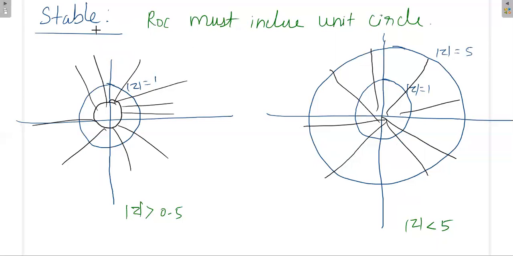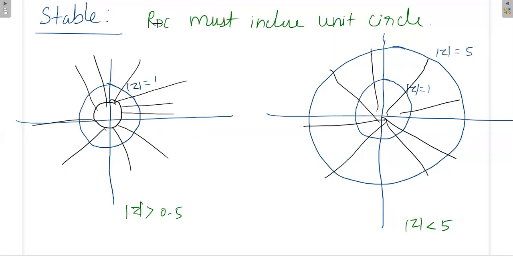Next, stability nature. When we deal with stability here, we are not worried about the causality nature of the system. That means the system is stable, but may be causal or may not be causal. We are worried about only the stability nature.